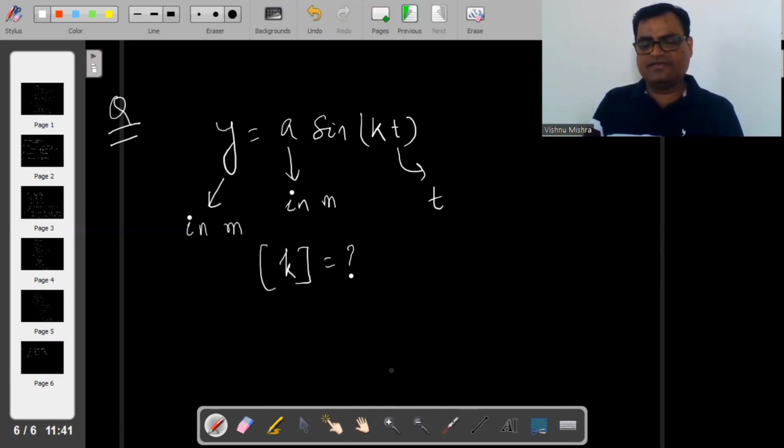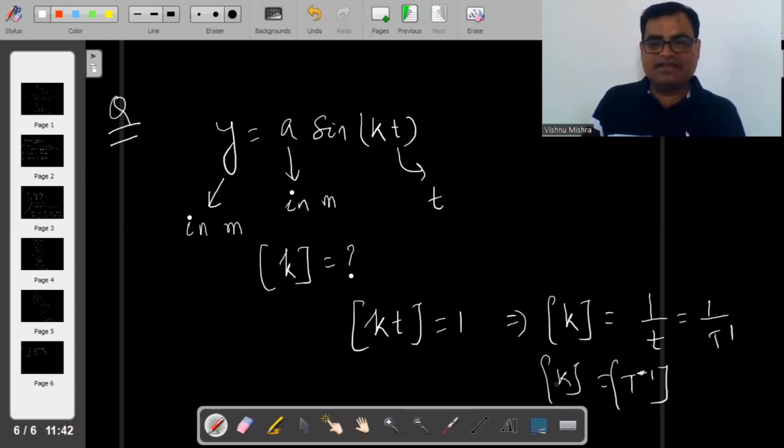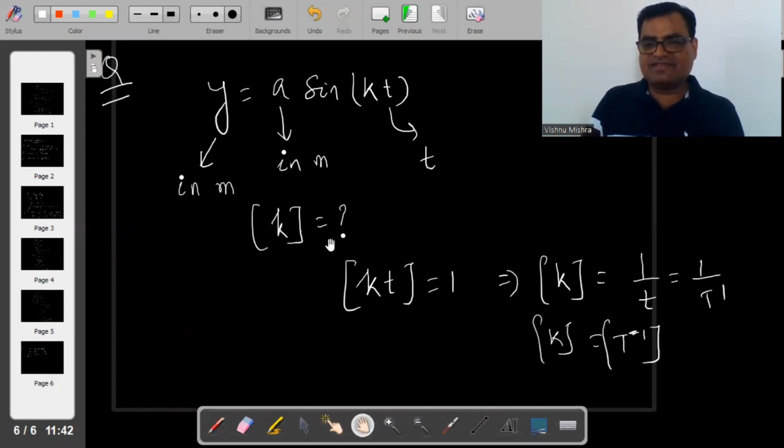How to find out? You see, already I told that the trigonometry function is dimensionless here. So trigonometry ratio is what? Sine function is there. kt is dimensionless. Dimensionless means 1. Therefore dimension of k is 1 by t. 1 by t means 1 by t1 or t power minus 1. This is the dimension of k. Clear? Any trigonometry ratio is always dimensionless.